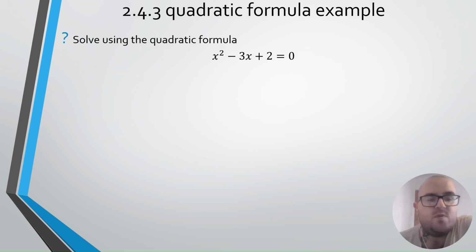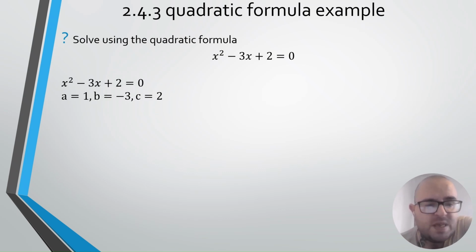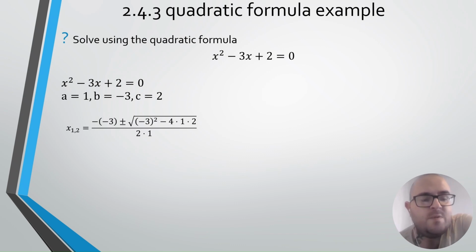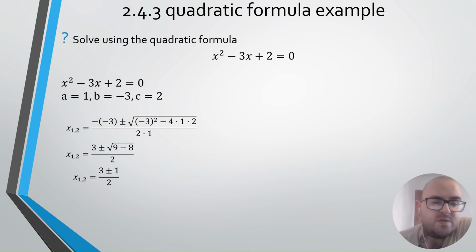Quadratic formula example. Solve using the quadratic formula: x squared minus 3x plus 2 equals 0. So a is 1, b is negative 3, c is equal to 2. Then we just use the equation on the previous slide, substitute in our values, and it simplifies down to x1 is 2 and x2 is 1.